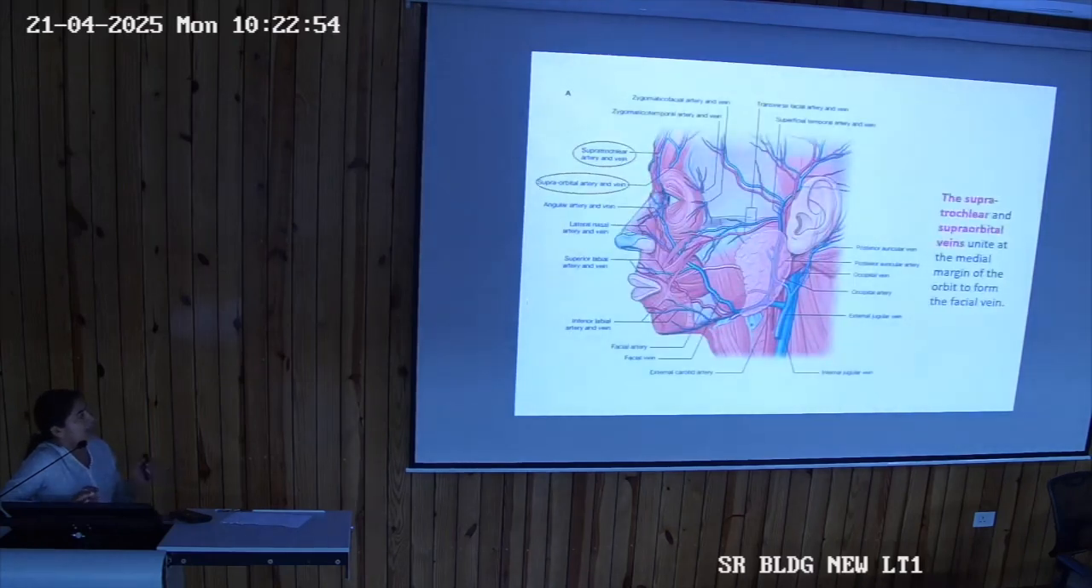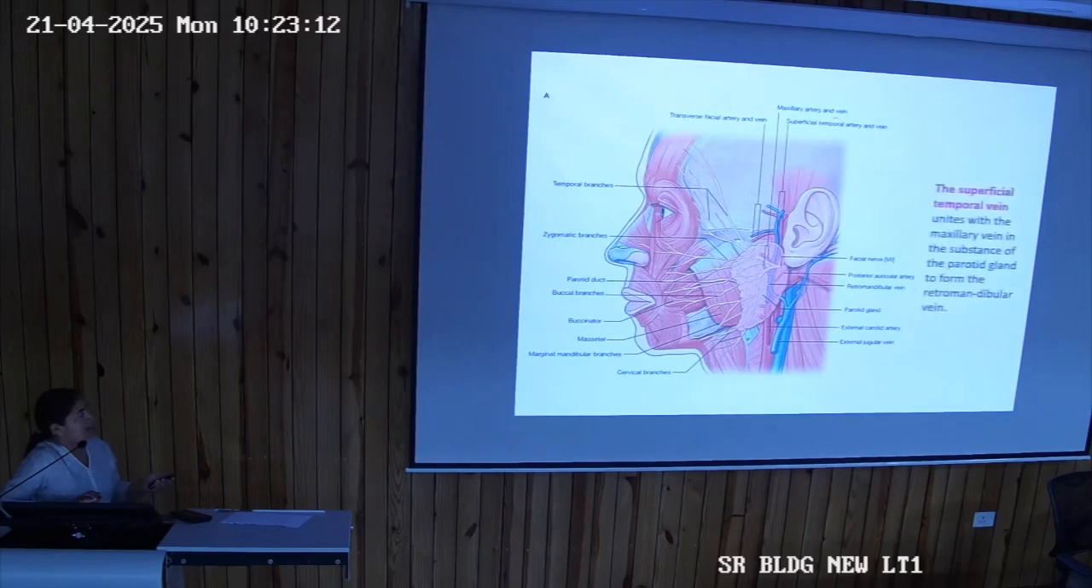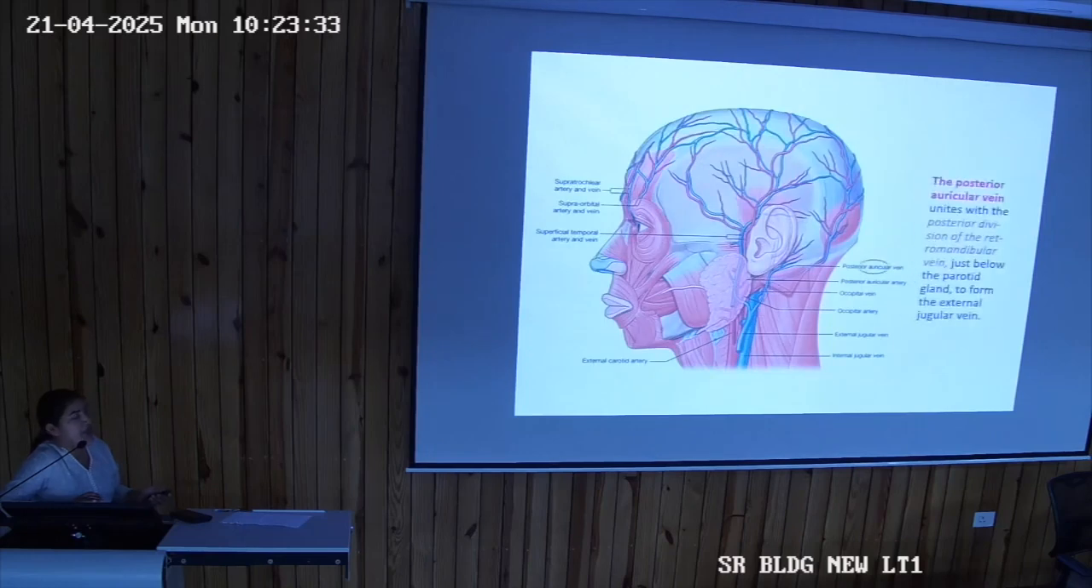Here we can see the two veins, the supratrochlear and the supraorbital. They are running onto the frontal bone. They are joining at the angle of the eye to form the facial vein. You can see this facial vein running downwards. Then comes the superficial temporal vein, which unites with the maxillary vein. The maxillary vein is here, and this is the superficial temporal vein. If you can see, they are in the substance of the parotid gland and they join to form the retromandibular vein. Next we will see that the retromandibular vein divides into the anterior division and the posterior division.